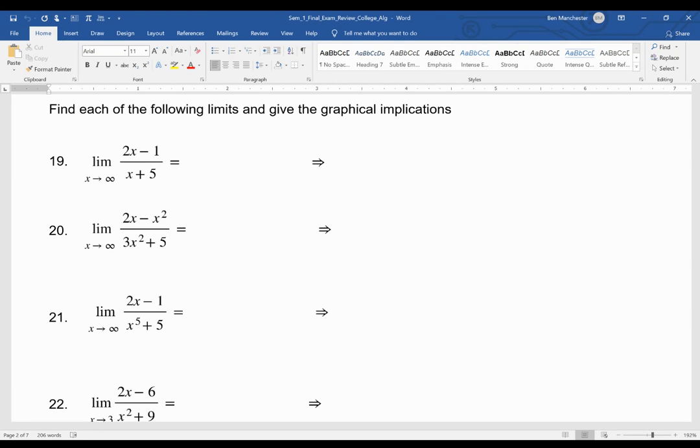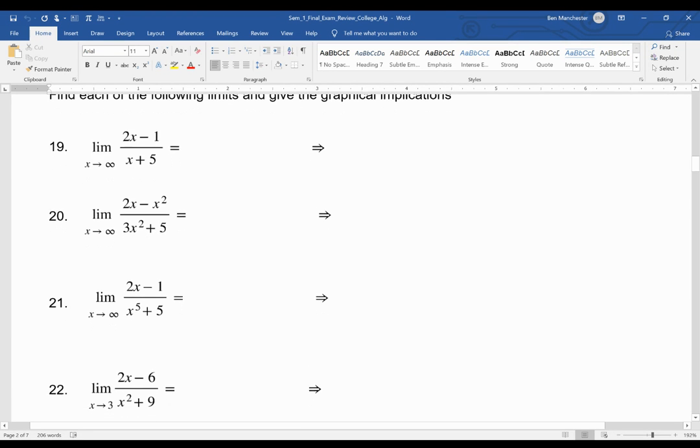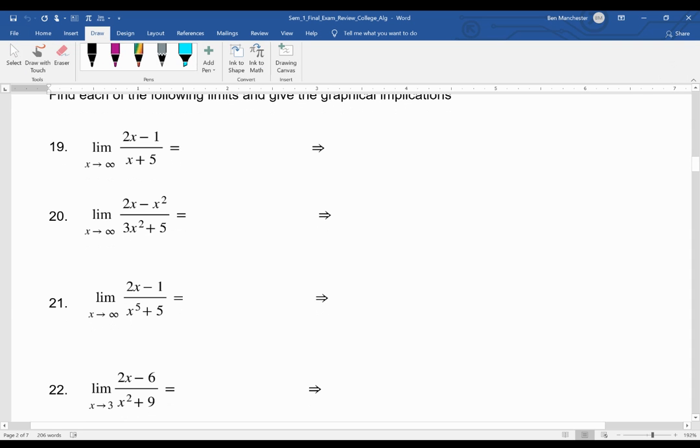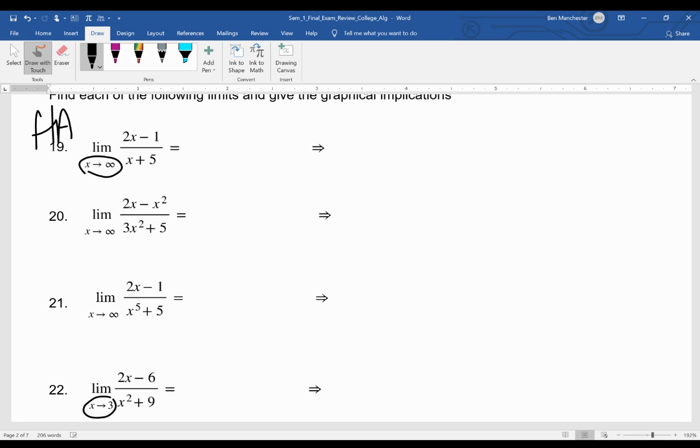Okay, so here we have these limits of rational things. Notice two things. Number one is either there's a limit to infinity or there's a limit to a number. If there's ever a limit to infinity, what we're looking for is your horizontal asymptotes. So, limits to infinity.